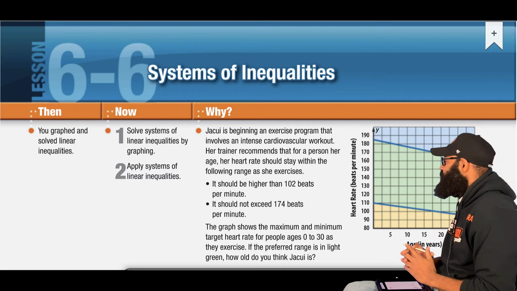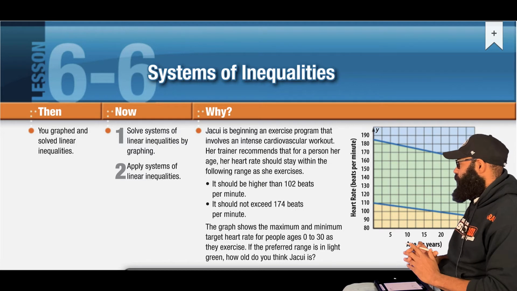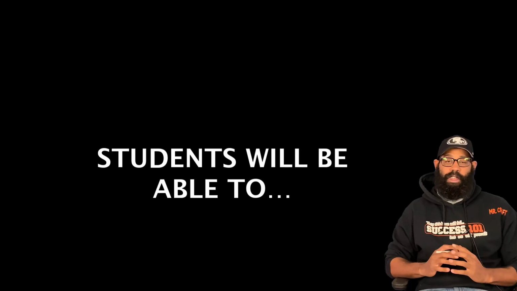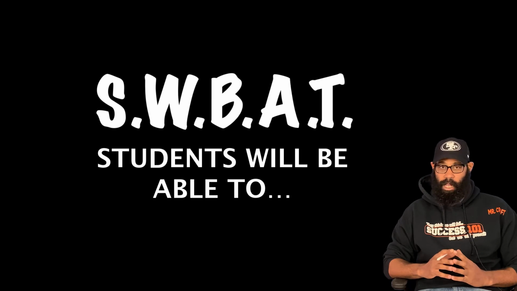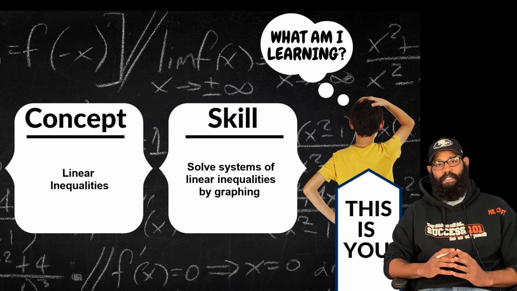Chapter 6, Lesson 6. Learning objective: solve systems of linear equations by graphing. Second objective: apply systems of linear inequalities. Students will be able to graph systems of linear inequalities. The concept is linear inequalities, and the skill is graphing to solve them.